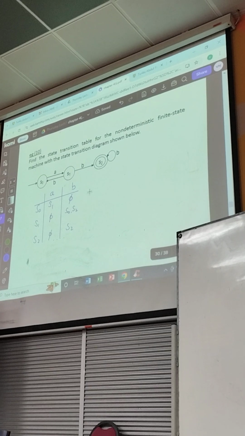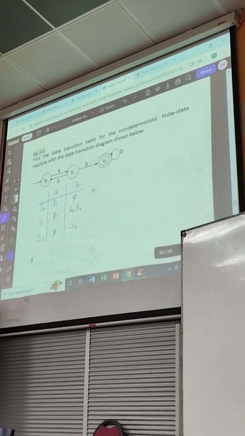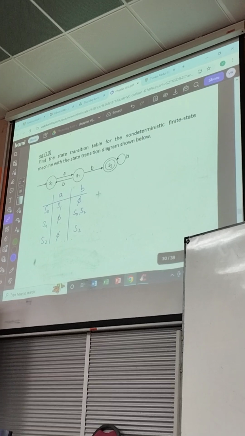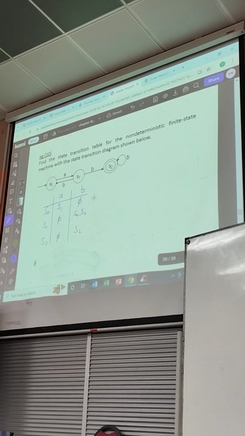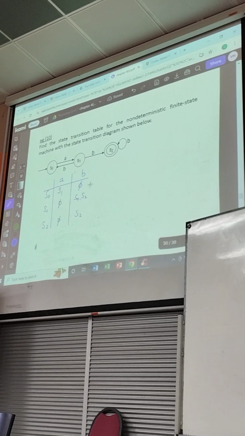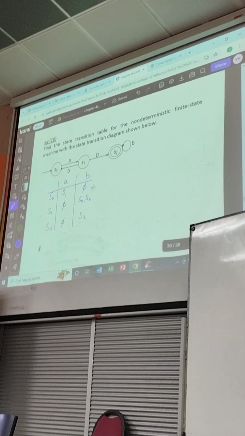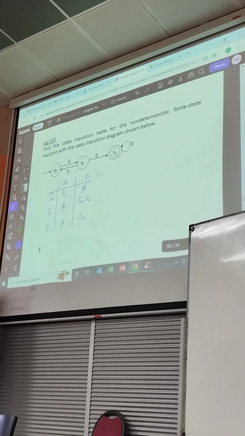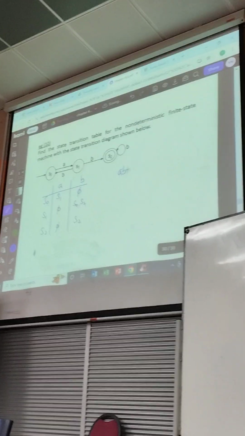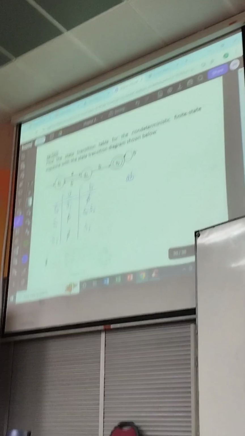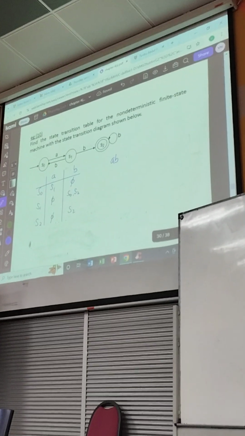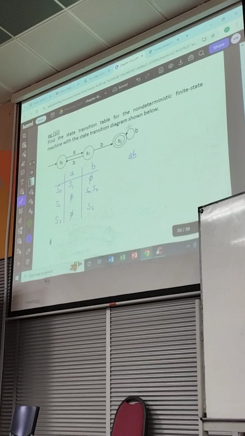Can you give me some of the strings that will be recognized by the machine? What are the strings we can have? Easiest one is AB, right? I write here, you write below. AB is a string that we can have for this example because you will go to the acceptance state. What else?